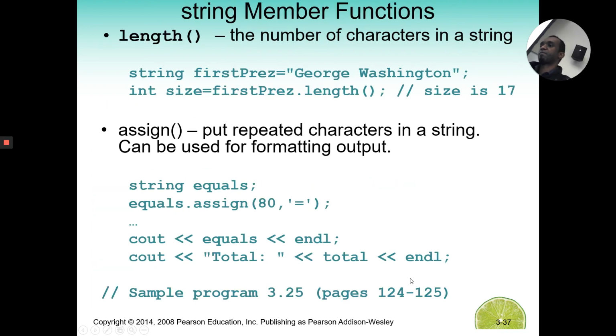You have string member functions. These are built-in functions that give you the length, the number of characters in the string. An example of that: you have a string first_pres equals George Washington, and then int size equals first_pres.length, which will give you the size. Okay. Assign is a built-in function that puts repeated characters in a string and can be used for formatting output.